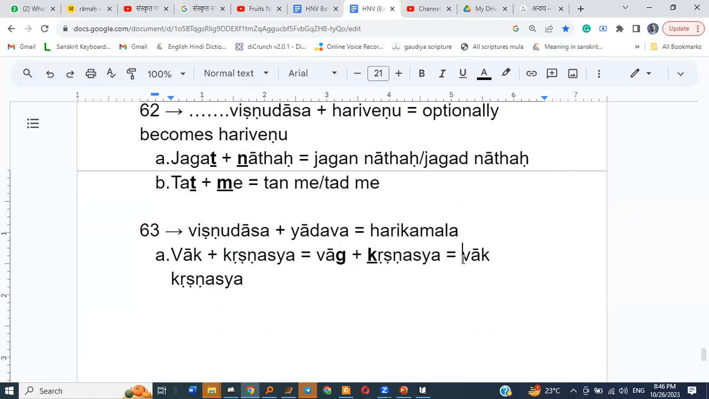Vak Krishnasya. Let's say Tat Tu. Tat ends with Ta, which is a Vishnudasa. Tu begins with Ta, which is a Yadava, right? Ta is Kachatatapa, is Harikamala. So a Yadava. So this Ta, you can change it into Da and again into Ta, or you can directly just keep it Ta, Harikamala. So Tat. So Vishnudasa will become or remain a Harikamala.